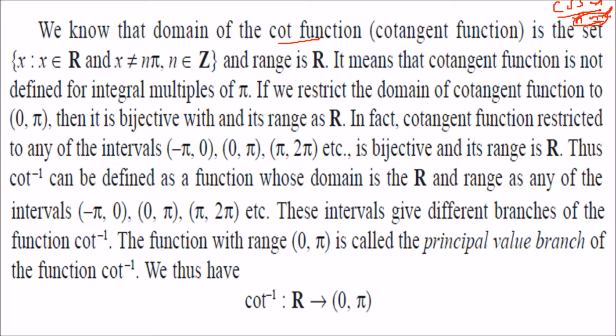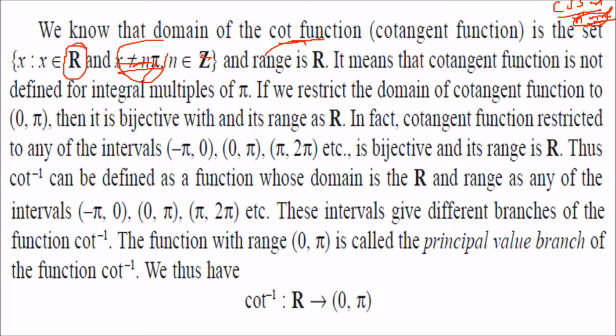And for which value of x does sine become 0? For x equal to n pi. So the domain of cot will be all real numbers except n pi. We just will not take these. The range is all the real numbers. That means the cotangent function is not defined for integral multiples of pi.